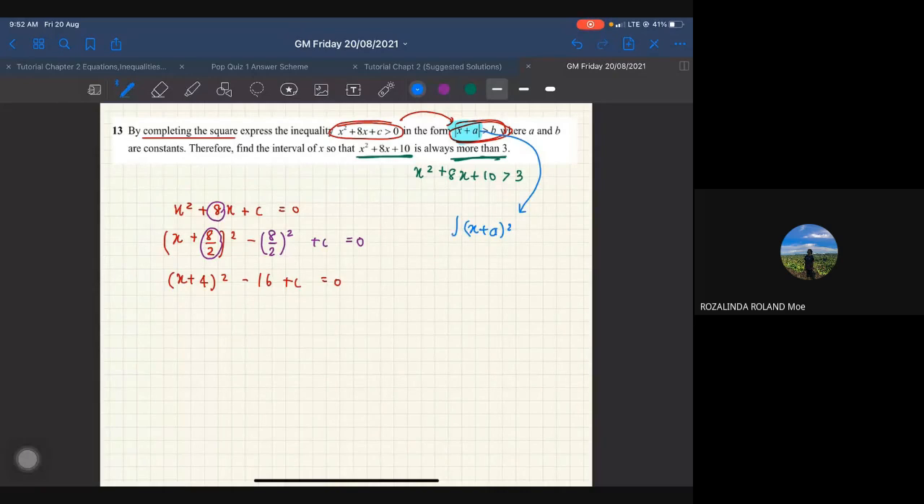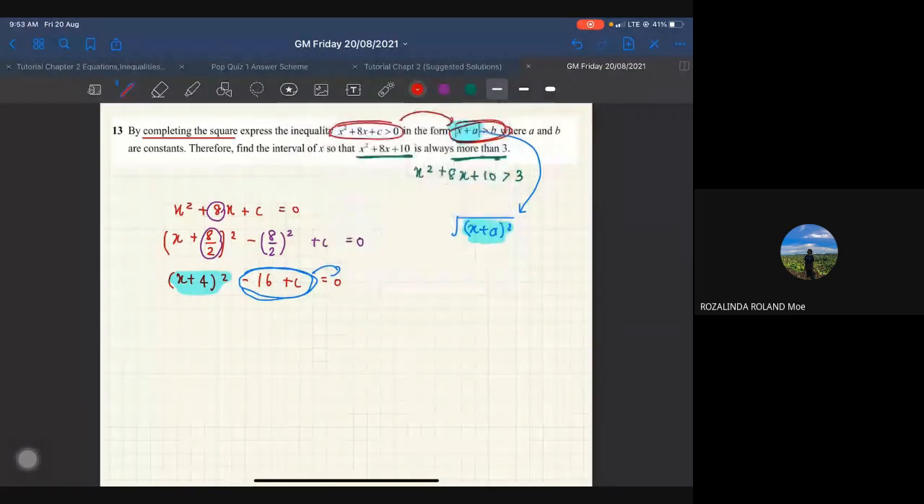Okay, so sekarang awak akan ada x plus 4 square is equal to, so negative 16 now has become 16, and then c dah jadi tolak, 16 minus c. Okay, macam tu. So untuk menjadikan dia modulus, awak just letak square root dekat kedua-dua belah. So just put square root on top. Okay, so automatically yang belah kiri akan jadi modulus of x plus 4, and then your right hand side is 16 minus c.